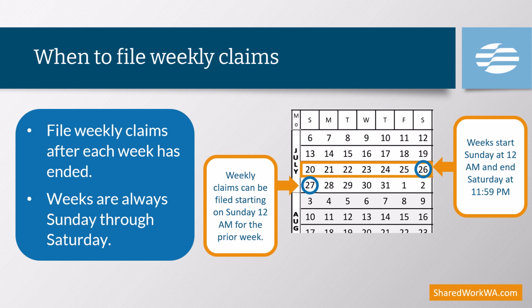Shown on screen is a calendar showing the months of July and August. The week of Sunday, July 20th through Saturday, July 26th is outlined in orange, with July 26th and July 27th outlined in blue.